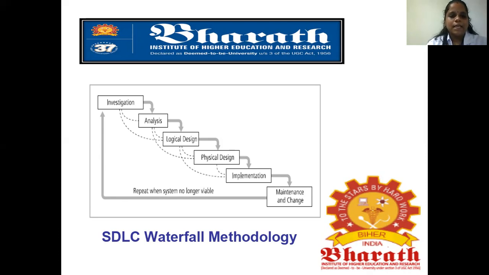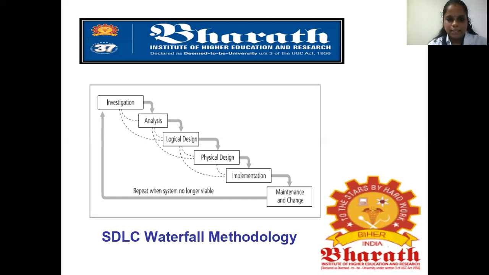The first phase is the investigation phase. The second phase is the analysis phase. The third phase is the logical design phase. The fourth phase is the physical design phase. Next is the implementation phase. The next is maintenance and change. So these are the 6 phases. In the investigation phase, the overall problem given is investigated. That is, what the requirements are and what the procedure is. So that process is investigated in the investigation stage.